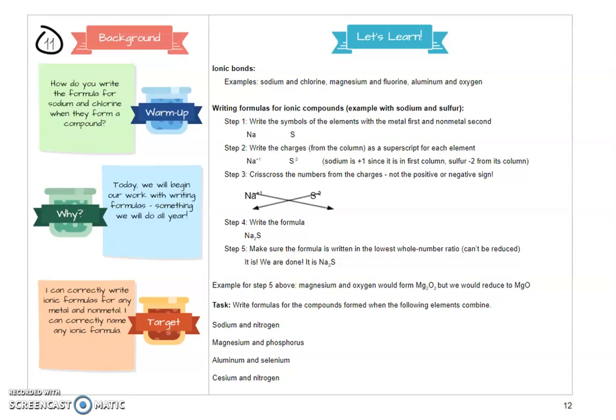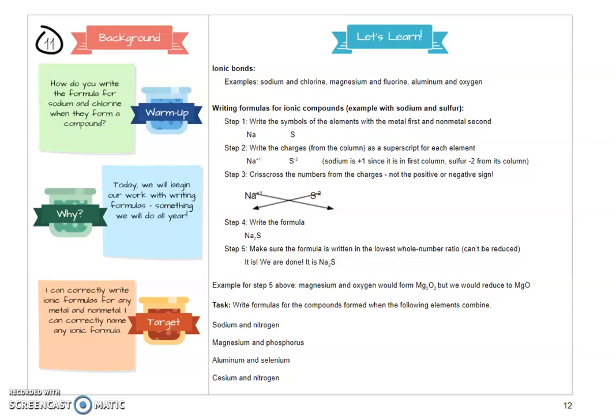Looking at part 11 on page 12 here, again, you should have thought about the warm-up, read through the why for today, okay? And targets for today: correctly writing ionic formulas, which you will learn are just metals and nonmetals. You also need to name them, okay? So not only can you write the formula, you can name it.